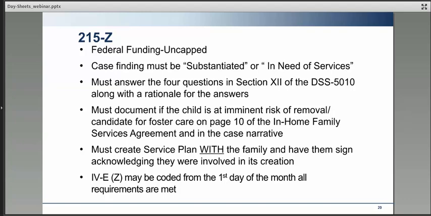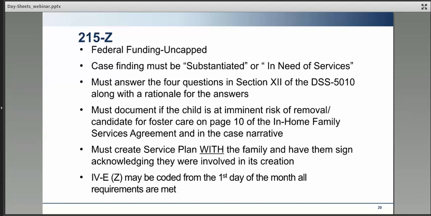So if you code hundreds of thousands of minutes to Z, you're going to get reimbursed for hundreds of thousands of minutes. So it is important to make sure that we are doing our determinations correctly, because obviously this is one of the most beneficial pots of money for us in terms of return of the investment of the work that we're doing out there.